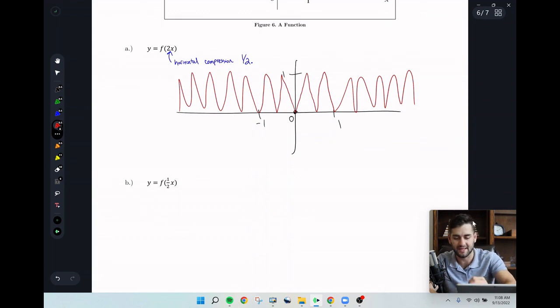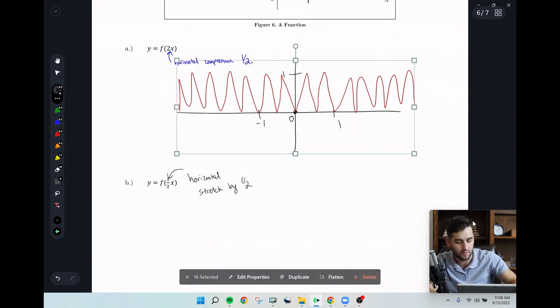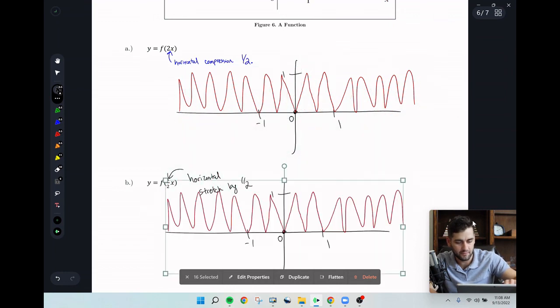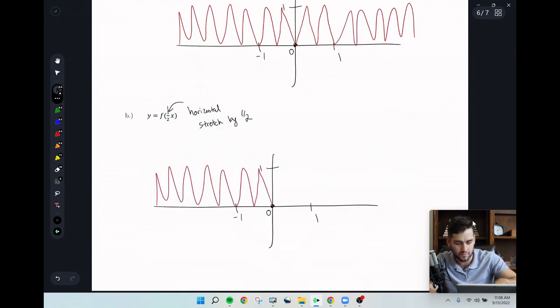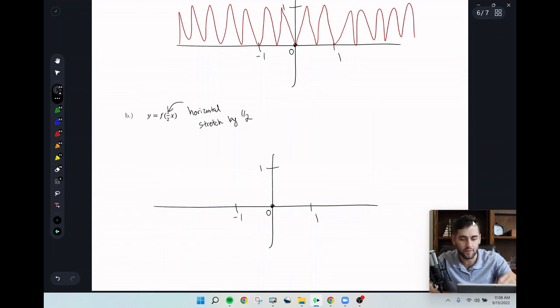Okay, well this is kind of easy then, right? Now because it's inside of the function, we've got a horizontal stretch by 1/2. So it's almost the exact same thing, but now I'm just going to copy and paste this. Now, instead of smushing it up, we're stretching it out, right?